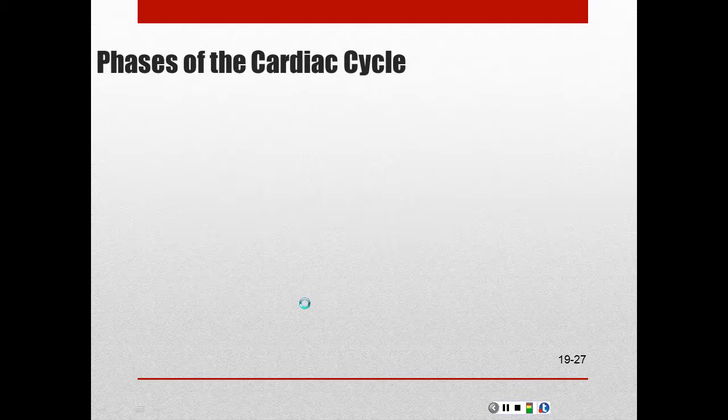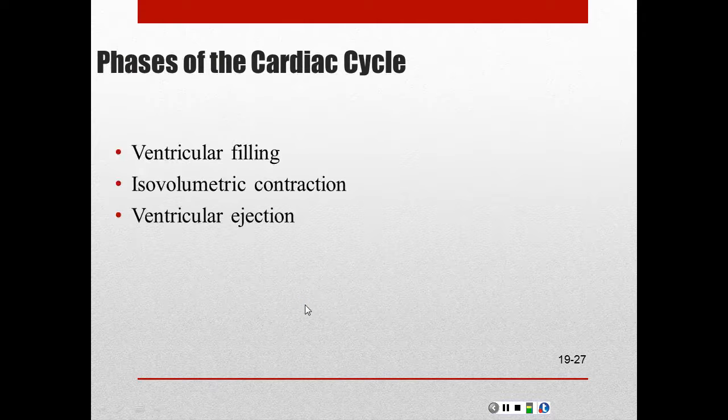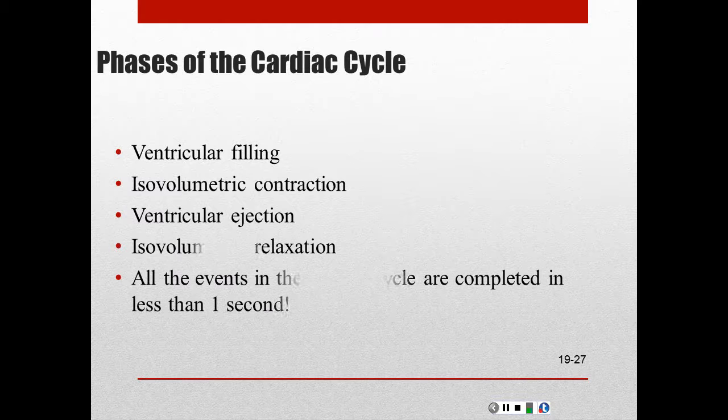Now, the cardiac cycle can be described as having 4 phases, all of which are completed in less than 1 second. We have ventricular filling, isovolumetric contraction, ventricular ejection, and isovolumetric relaxation. And all of the phases occur within that 1 second.